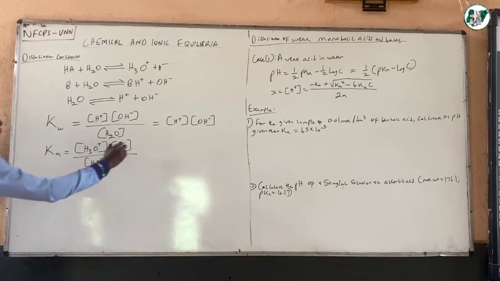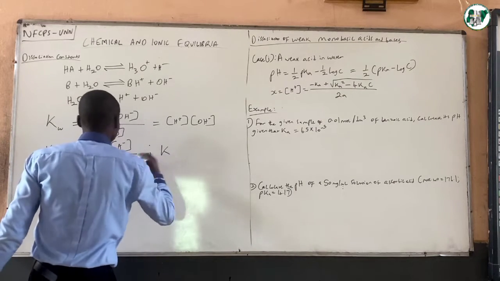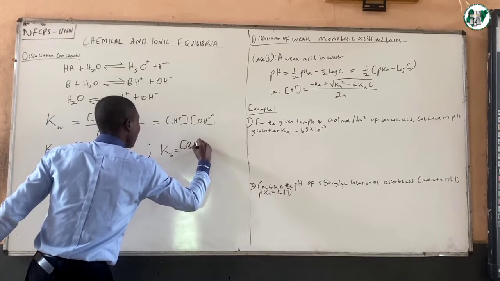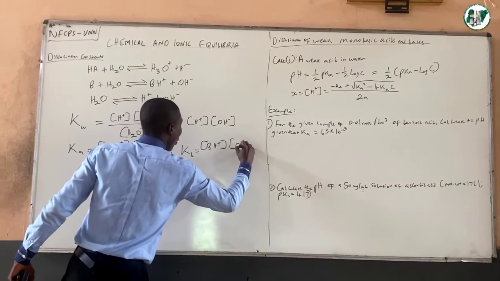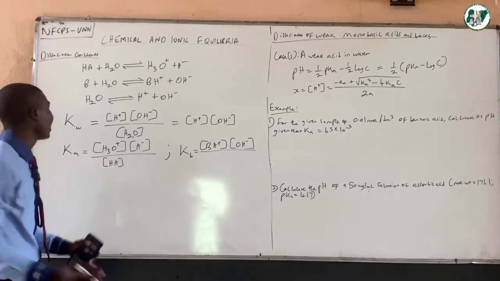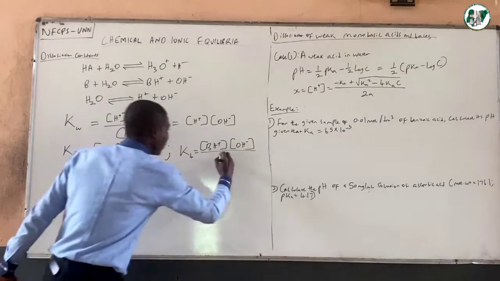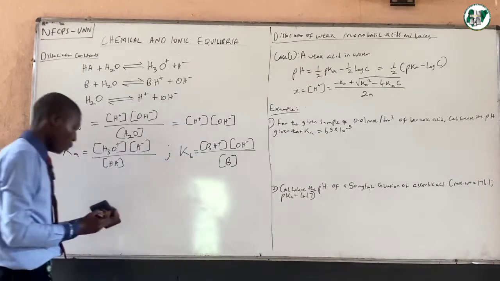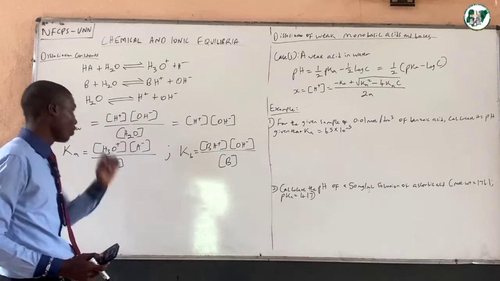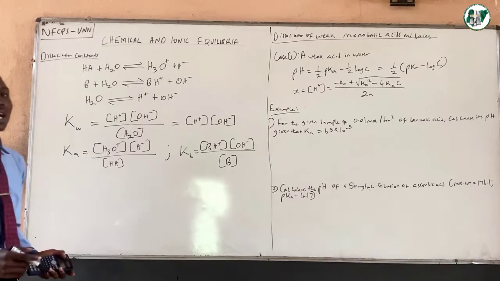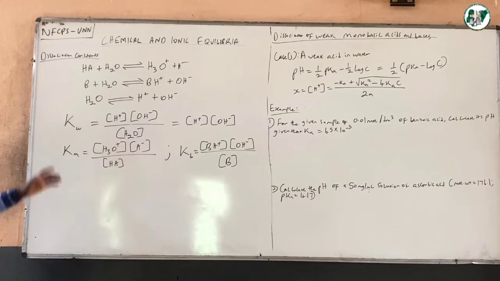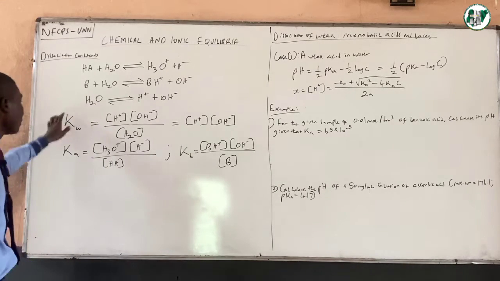And then for the base, let me write this by this side because of the space factor. So for the base, the products happen to be BH plus multiplied by OH minus divided by, we're not going to add water because I've already explained that to you. What we're going to be adding is just the base. So this is the concentration of the base. So that is the dissociation constant of water, dissociation constant of acid, and then the dissociation constant of base. Now this Kw is referred to as the autoprotolysis constant of water, or you can also call it the ionic product of water.